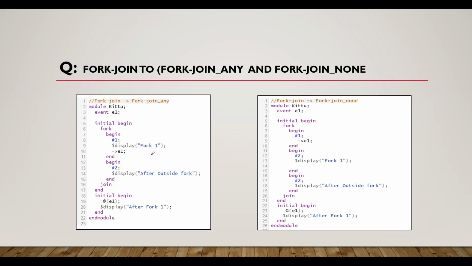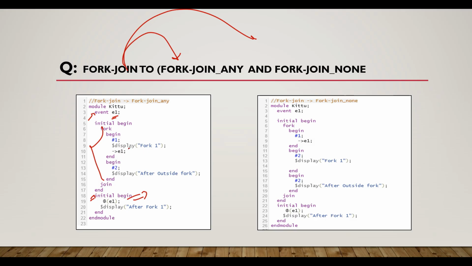Now let's see how to convert fork join to fork join any and fork join none. Here I have considered a very important example where we convert fork join to fork join any and fork join none, and we have taken the help of the event concept. We have one module, and after that one event. Then we have one fork join block, and inside that two begin end statements. This begin will execute after 1 unit of time, and this begin after 2 units of time. Outside the fork block, we have written one initial begin block that is waiting for the event to be triggered.